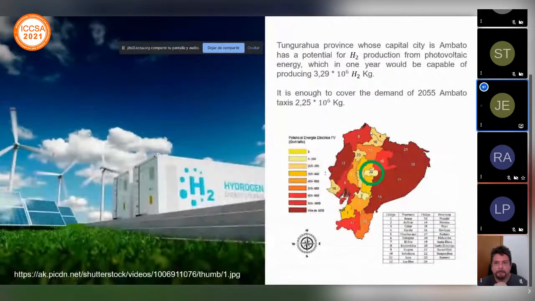In that way, Tungurahua province, whose capital city is Ambato, has the potential for hydrogen production from photovoltaic energy, which in 1 year would be capable of producing 3.29 mega hydrogen kilograms. It is enough to cover the demand of the 2,000 taxis from Ambato City.